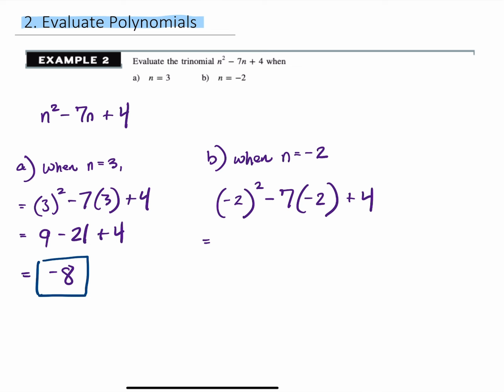Negative 2 squared will be positive 4. Then I have negative 7 times negative 2. So that double negative will cancel and give me a positive 14. And then plus 4. Which will add up to 22. So just be careful with the negative. The negative gets squared, and then here we have the negative times the negative, so everything ends up positive. So that's evaluating a polynomial, really just plugging in a number.